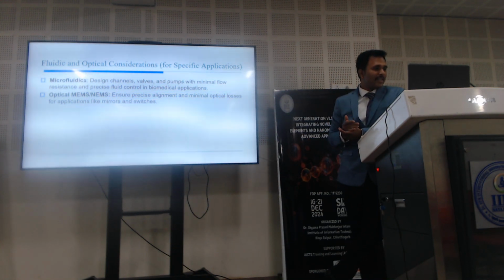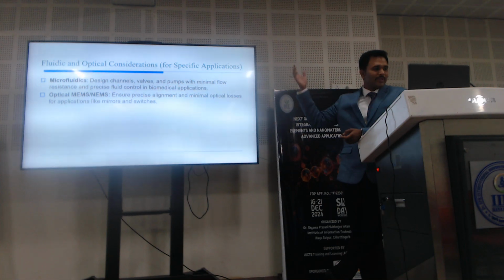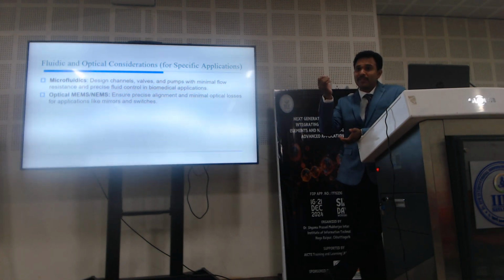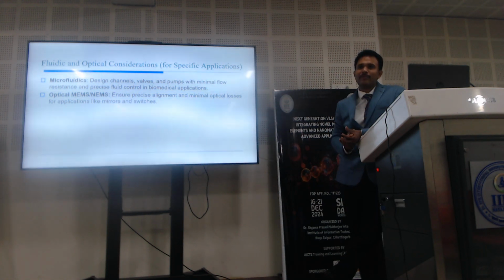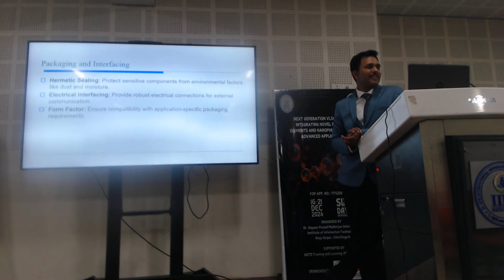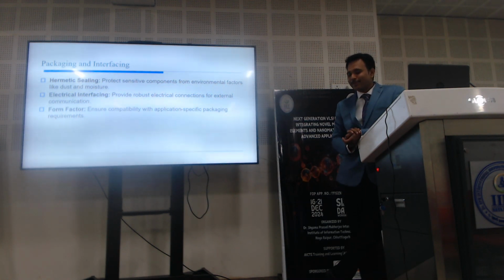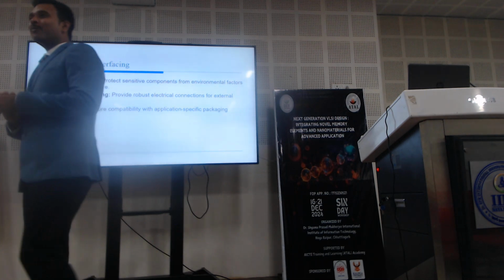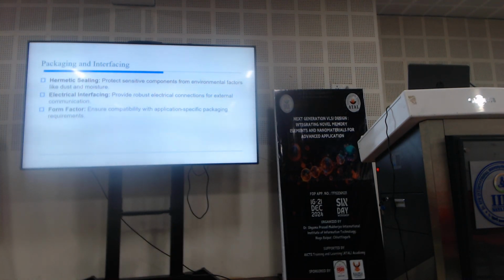And coming to the optical MEMS and NEMS, here we have to ensure the alignment, minimum optical alignment, or else some kind of refractions can get affected. And I think the final one is packaging and interfacing. So we can easily say, for some kind of mechanical sensor, however much effort we put into fabrication and simulation, that much effort we have to put into packaging.